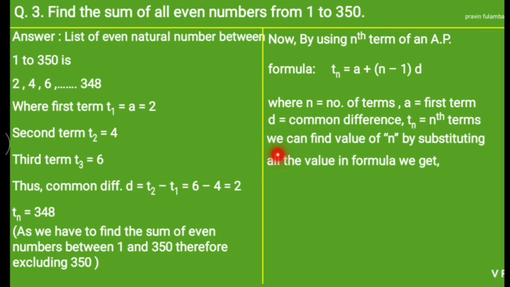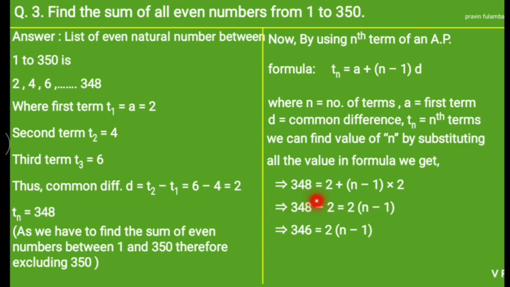So we can find value of n by substituting all the values in the formula. So here tn, which is 348, so we replace tn by 348. This a is the first term, t1 equals a equals 2. So we replace a by 2. This n we have to find, and this d common difference is 2. So we substitute all the values in this formula. So we calculate the values.